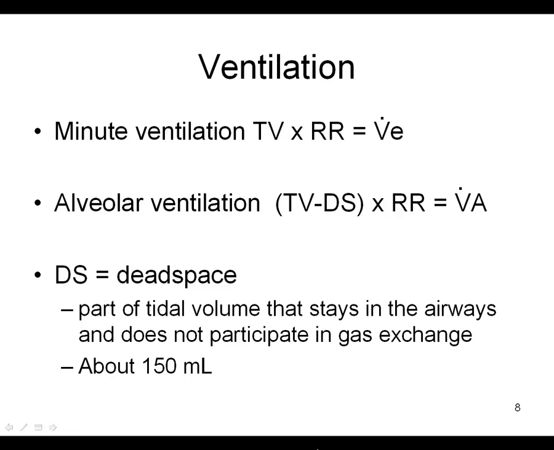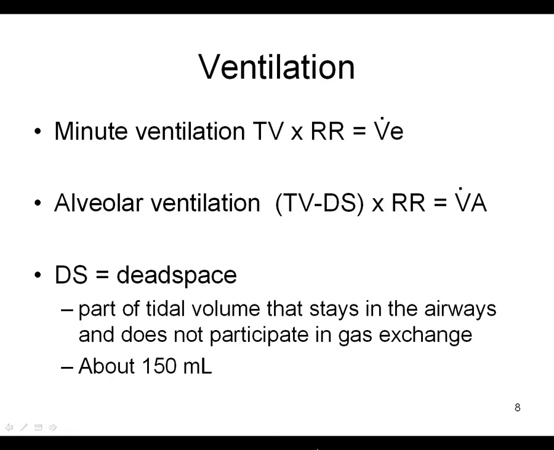Ventilations are per time. Now, if I want to know exactly the air going down into the alveoli and participating in gas exchange, I take a tidal volume and I subtract off something called dead space. Dead space is the part of the tidal volume that's staying in the airways and the mouth and nose, and it's not participating in gas exchange. So if your tidal volume is 500 mils, your dead space is about 150 mils. I subtract that off, multiply times the respiratory rate, and then I get alveolar ventilation.